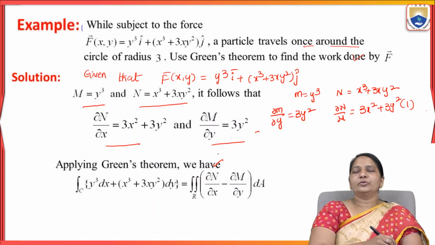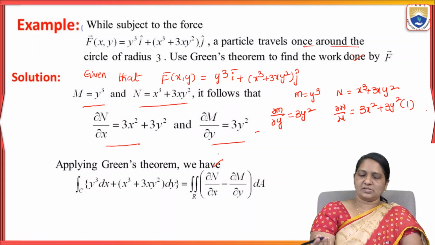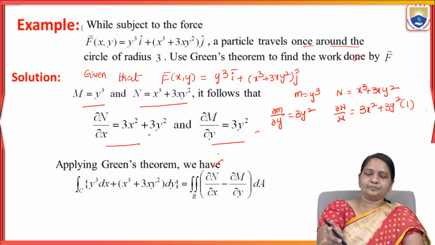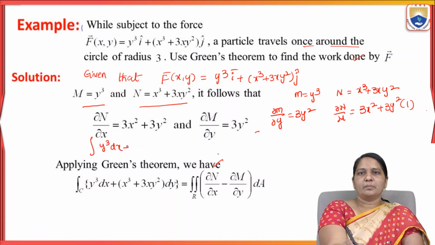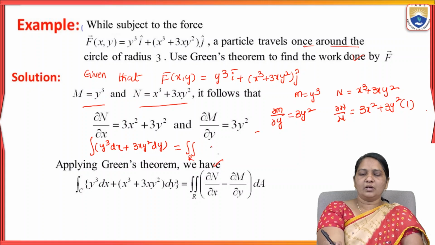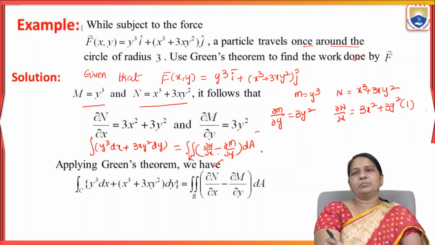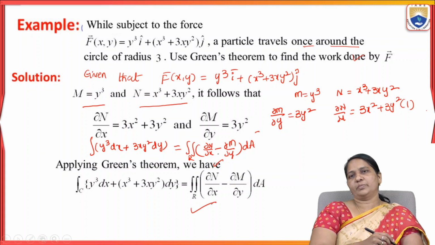Now we are going to use these values in the statement. What is the statement? The integral of y cube dx plus 3xy square dy is equal to the double integral over R of (∂n/∂x minus ∂m/∂y) dA. So here we are going to replace these values in the statement.